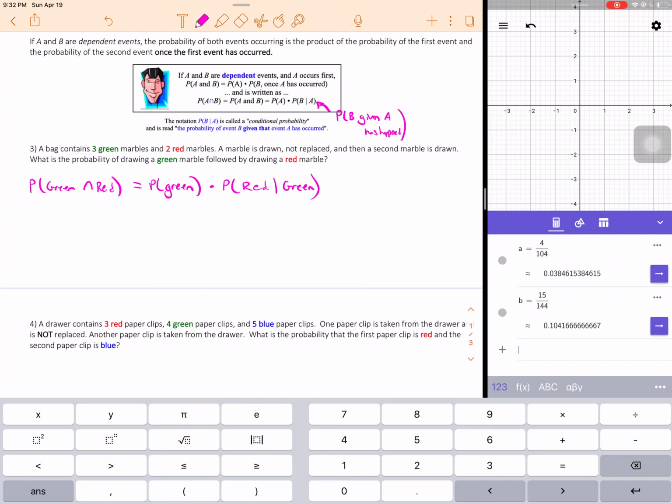So let's see, what's the probability of getting a green marble? 3 out of 5. Then the green marble is taken out. Now there's only 4 marbles left. And what's the probability of getting red now that green has been taken? 2 out of 4, which is 6 out of 20, which is 0.3.